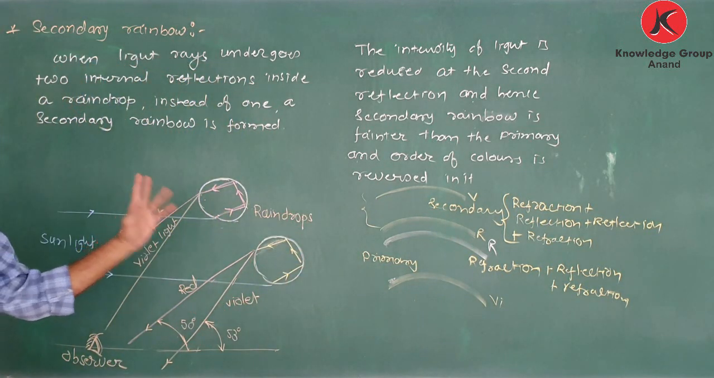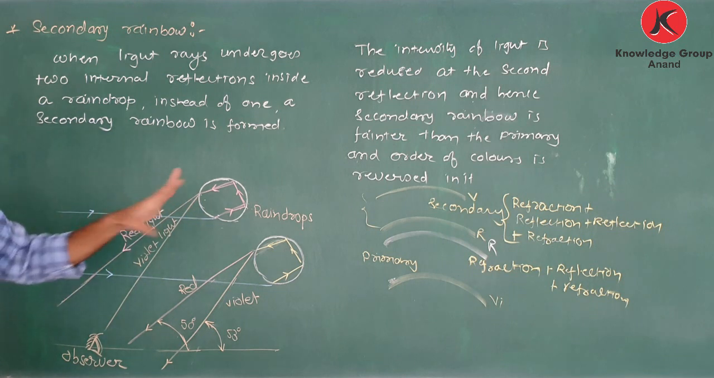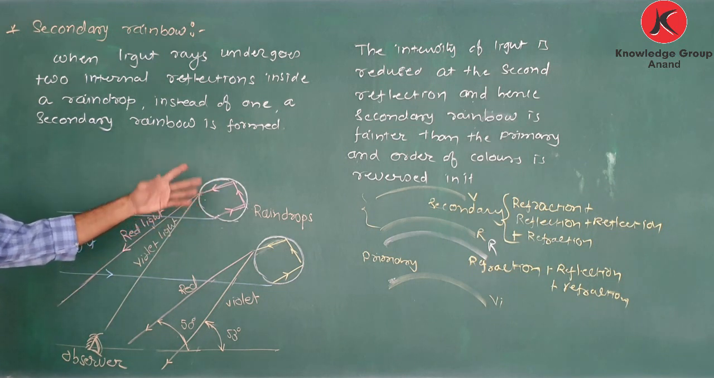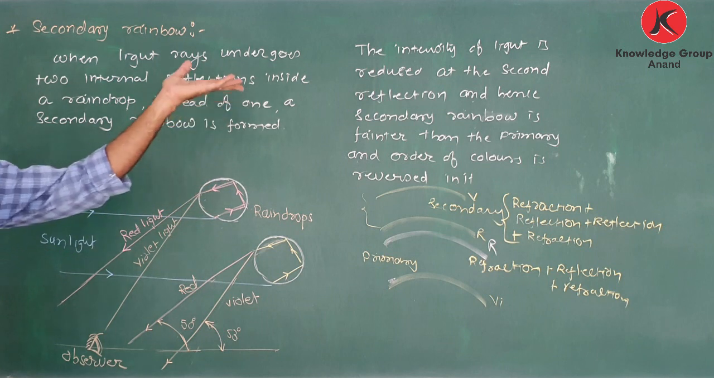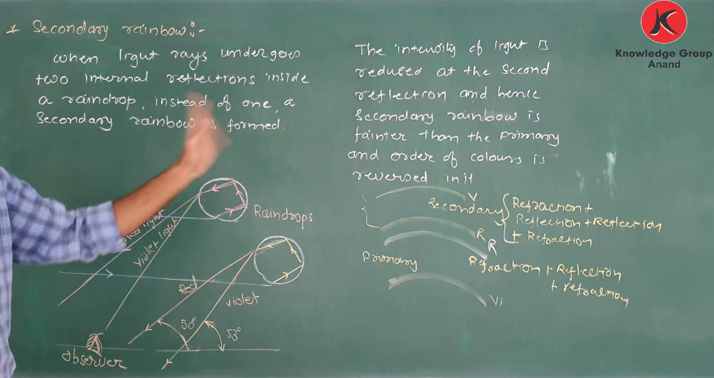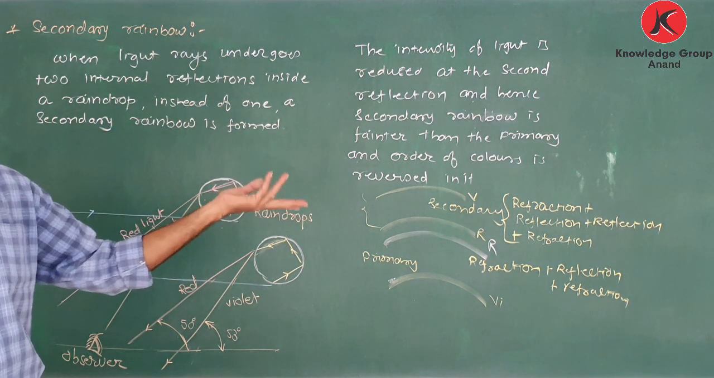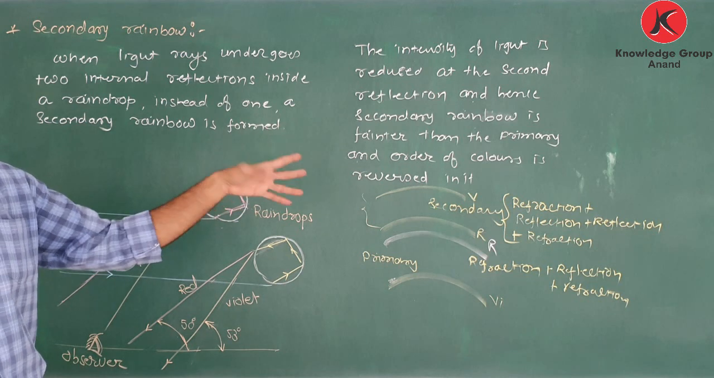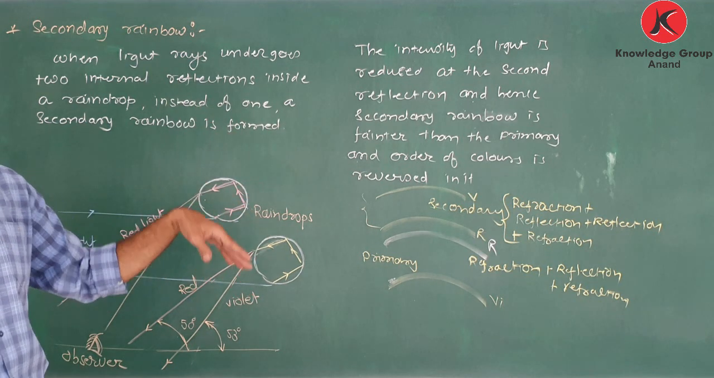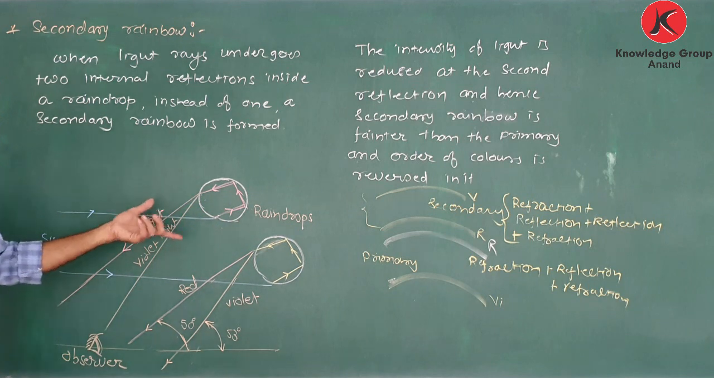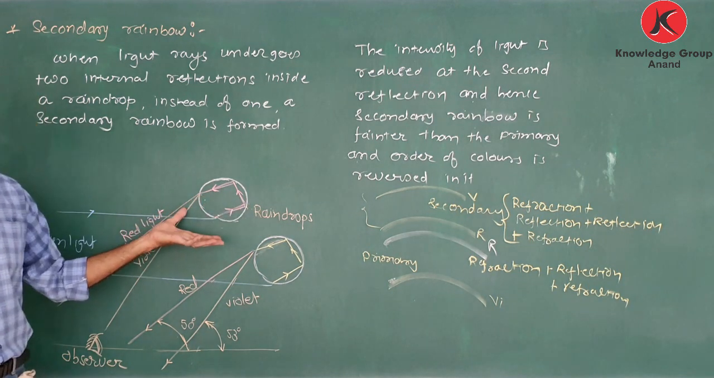Clear this thing? Okay. So today we discussed the dispersion of light and also its natural occurrence, that means the rainbow formation, primary and secondary. And then we are going to discuss the next topic. Okay, here the dispersion is complete.